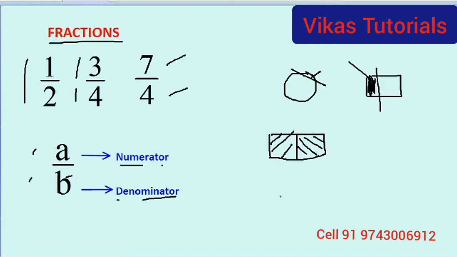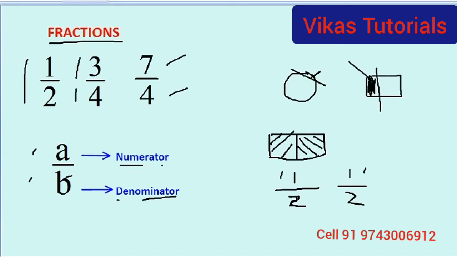So what we have done: we had a chocolate, and we divided it into two equal pieces. One part you are taking, so you are taking how much? 1 by 2. And you are giving to your friend how much? 1 by 2. There were two pieces. Out of two pieces, one part you take and one part you give to your friend. This is known as a fraction.